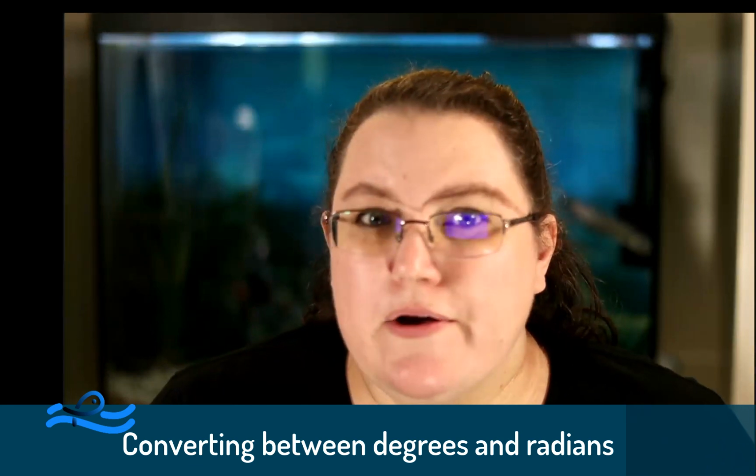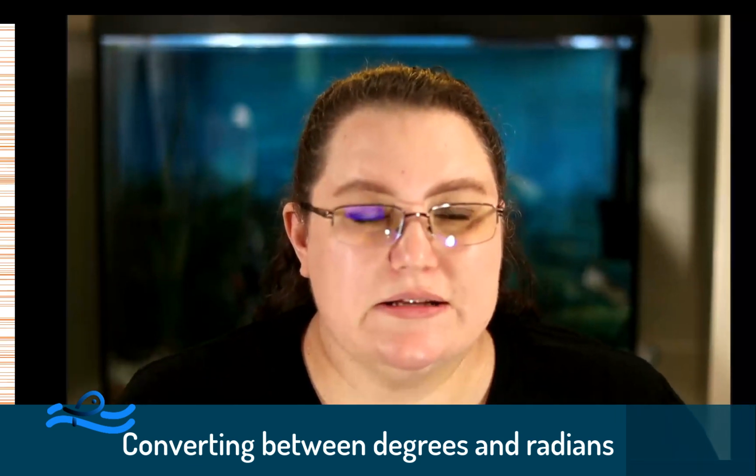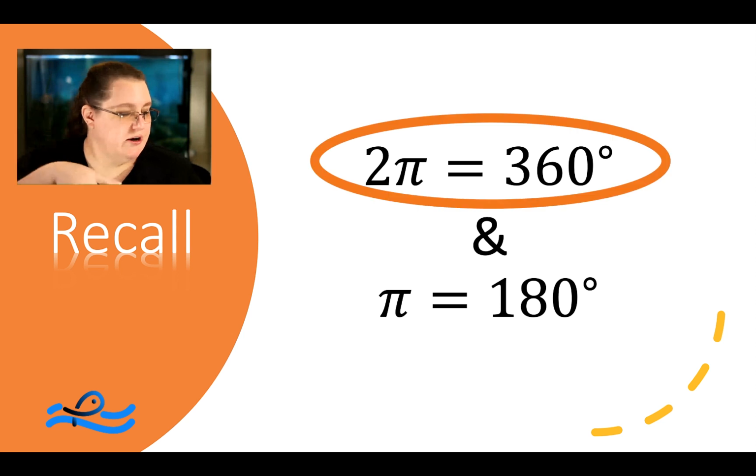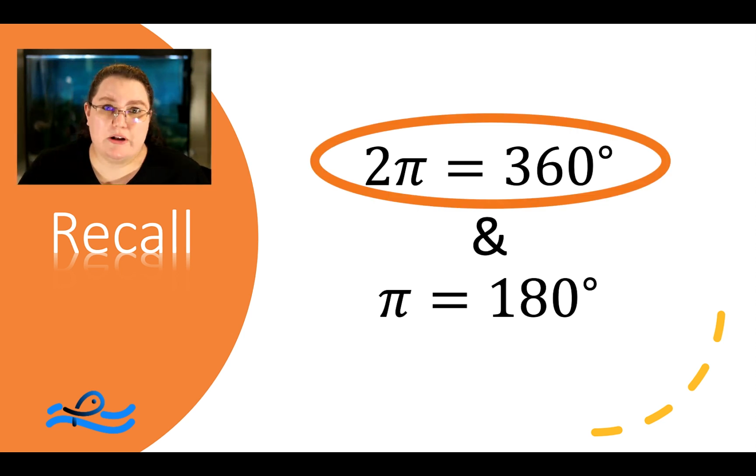I'm the Inky Mathematician. Today, we're going to talk about converting between degrees and radians. Degrees and radians are two different forms of angle measurements that are commonly used in mathematics. If you look here, you can see an equation that says 2 pi is equal to 360 degrees. That's because 2 pi is equal to 1 full rotation of the circle, and 360 degrees is also equal to 1 full rotation of the circle.